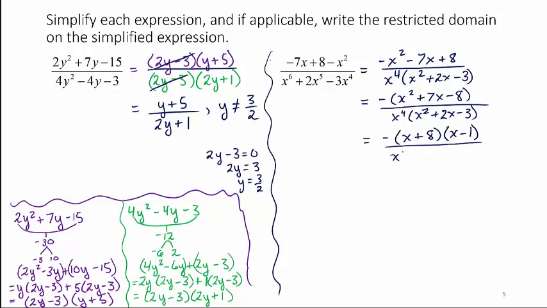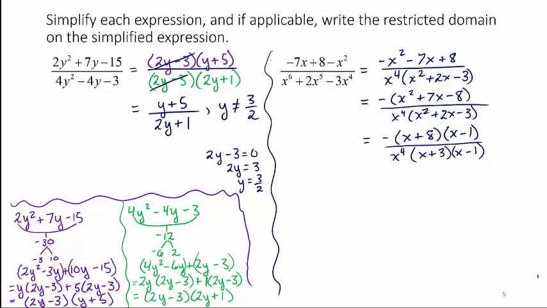And then in the denominator, I've got x to the 4th, but then that other trinomial, x squared plus 2x minus 3, that will also factor. Factors of negative 3 that add to 2. Well, positive 3 and negative 1, right? 3 minus 1 is 2. 3 times negative 1 is negative 3. Okay, so now let's look at what we have here.